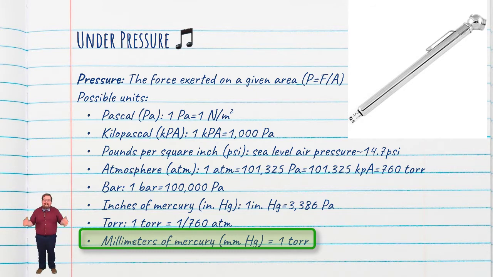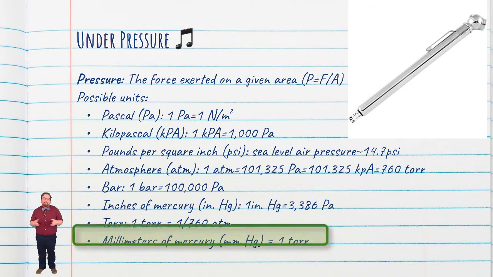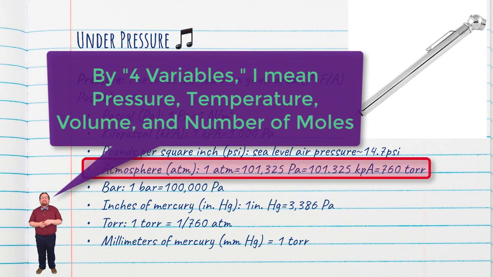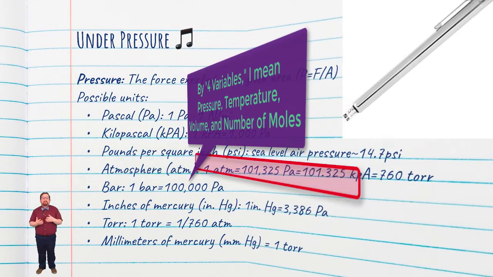Phew, that is a lot of different units and conversion factors for pressure. At some point in your chemistry journey, you'll be asked to convert between these different units and use them to figure out the other 3 variables. But for now, we're just going to stay focused on the ATM, or atmosphere. Let's talk about how each of these 4 variables are related to each other.